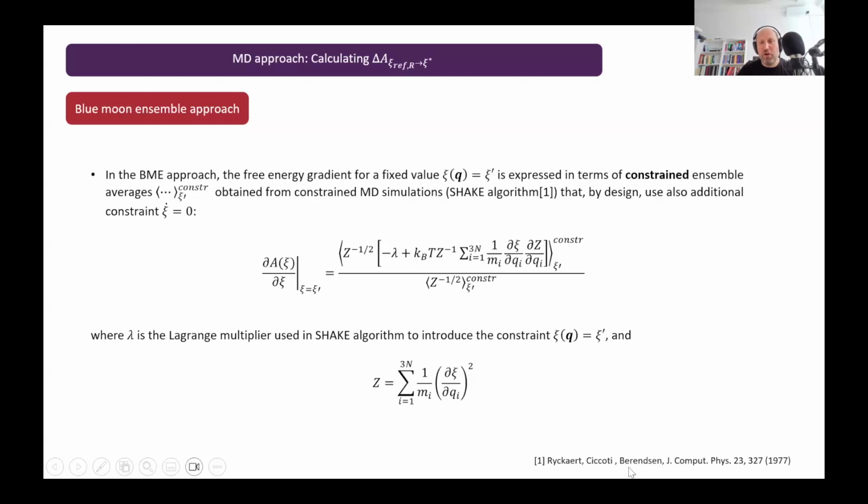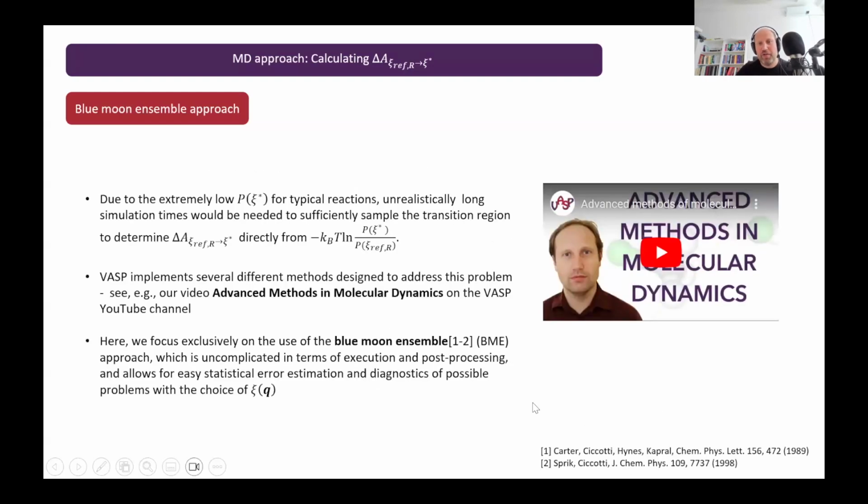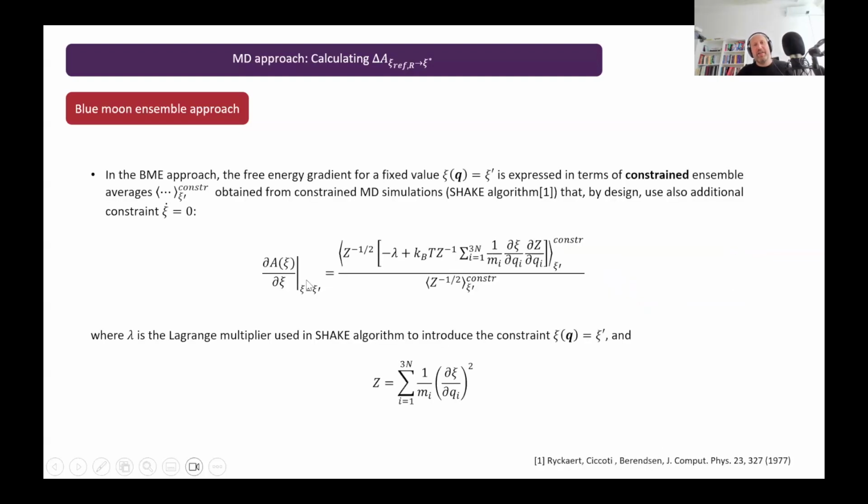Okay, and it was shown by the authors of the method that free energy gradients can be expressed in terms of these constraint averages. Here, lambda is the Lagrange multiplier used in the SHAKE algorithm, the same as we used in the slow growth simulation. And Z is the inverse of the mass metric tensor associated with coordinate psi.